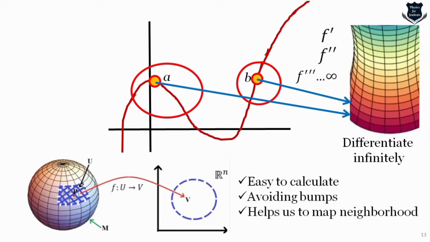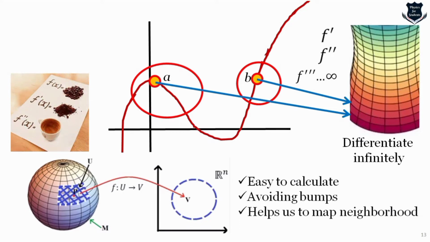Obviously, once we zoom and zoom and zoom and we try to find something which is flat where we can use calculus, it is easy. We should avoid bumps which are difficult for us to calculate, and in topology it helps us to map a neighborhood. So this is a nice kind of a funny example. So if you get a kind of a coffee beans which is the function of x, so the first order differentiation gives a little bit of powder, and the second order gives us a coffee cup.